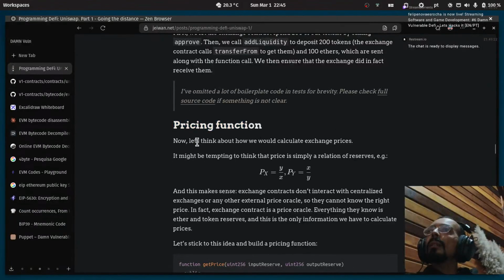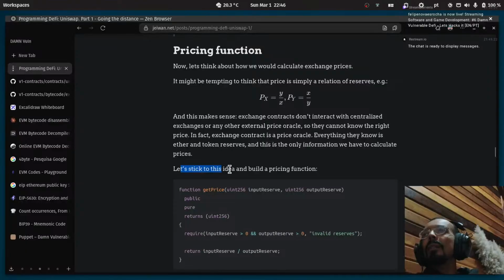Price function. So let's think about how to calculate the exchange price. It's tempting to think the price is a simple relationship of the reserves: the price for x is this divided by this, or the price for y is this divided by this. And this makes sense. Exchange contracts don't interact with centralized exchanges or any other external price oracle, so they cannot know the right price. In fact, the exchange contract is a price oracle. Everything they know is the Ether and token reserves, and that is the only information we have to calculate prices. Let's take this idea and build a pricing function.